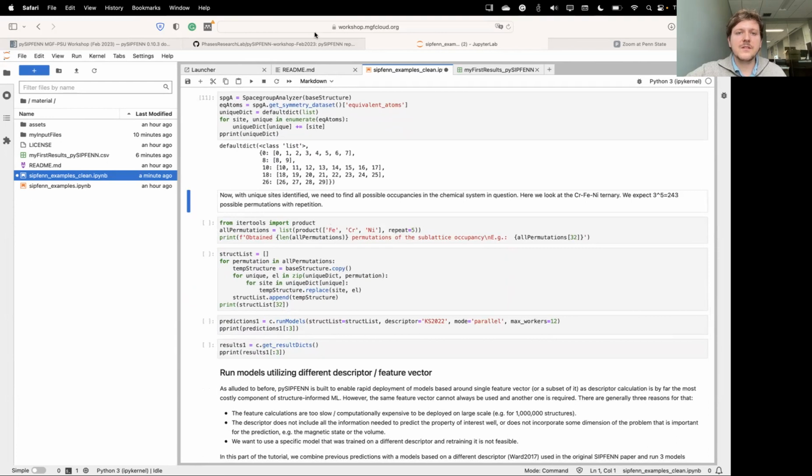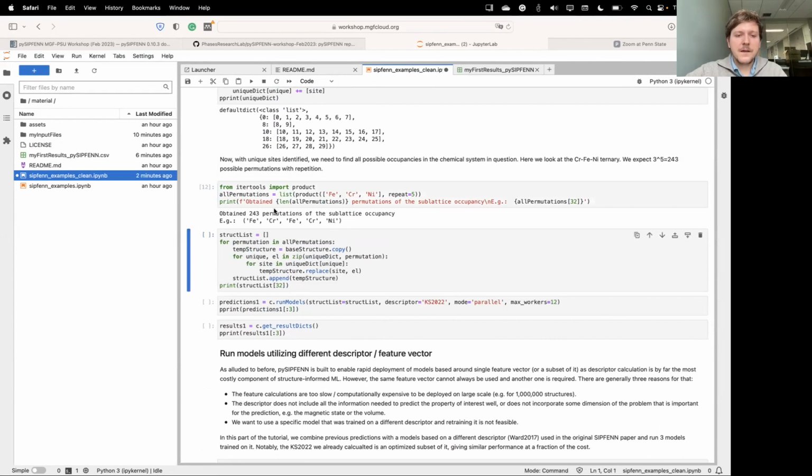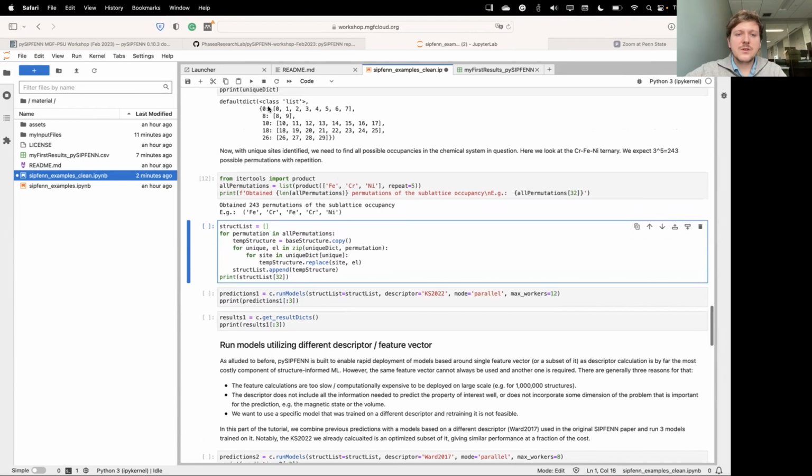part of this, once we identified all of the unique sites, we can iterate over all the possible combinations of iron, chromium, and nickel, repeated 5 times. So we are looking for all the possible permutations, which are going to look like, for example, iron, chromium, iron, nickel, iron, chromium, nickel, and there are 243 of them. And then we create the structure list by putting this permutation into these unique chemical environments.